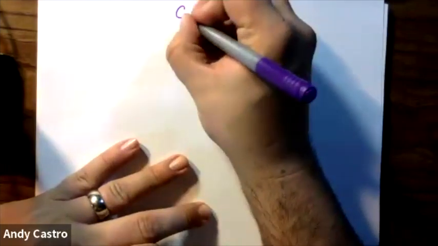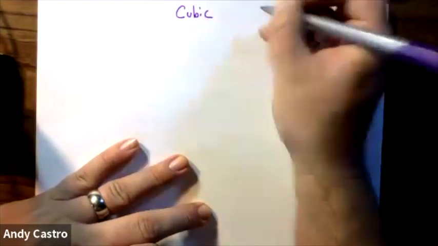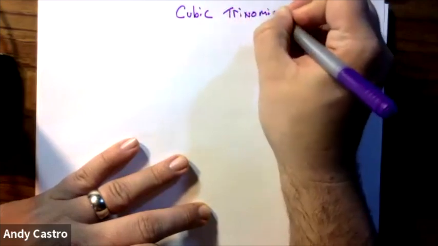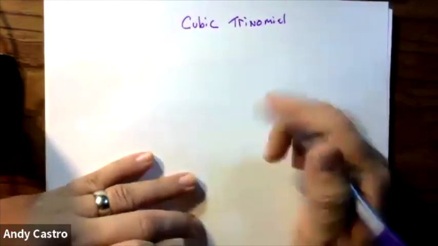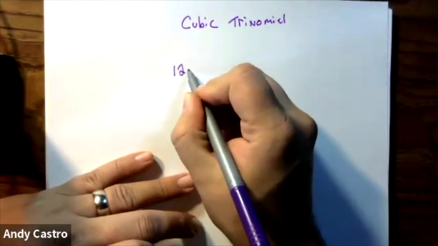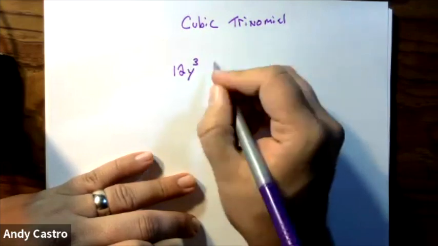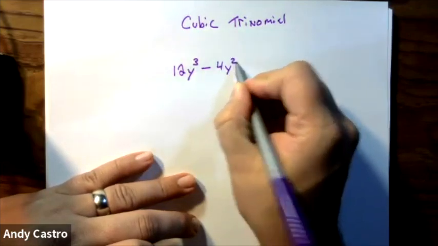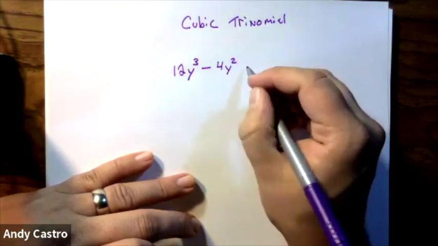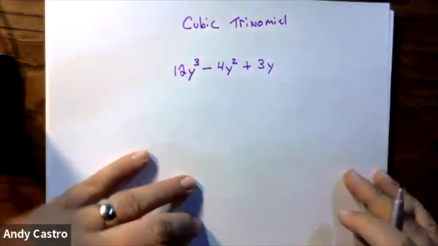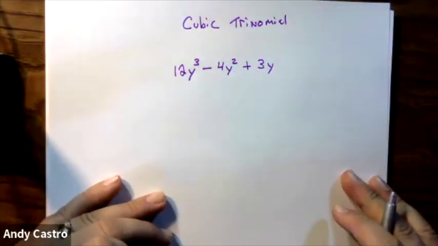All right. Now let's look at a cubic trinomial. We're going to do 12y cubed minus 4y squared plus 3y. All right.